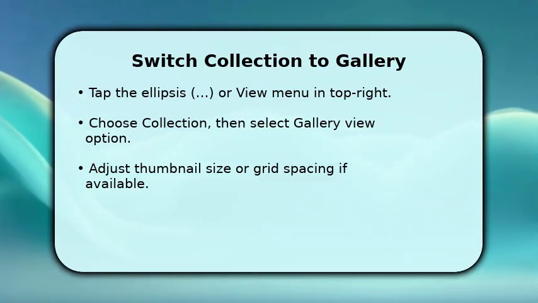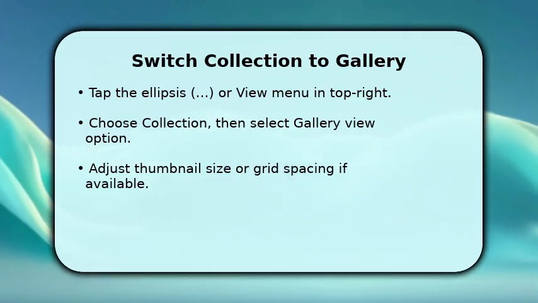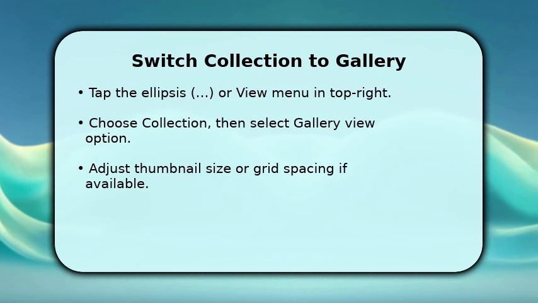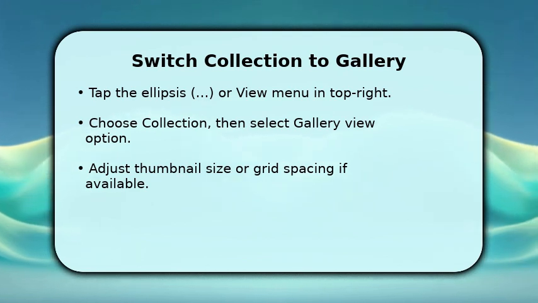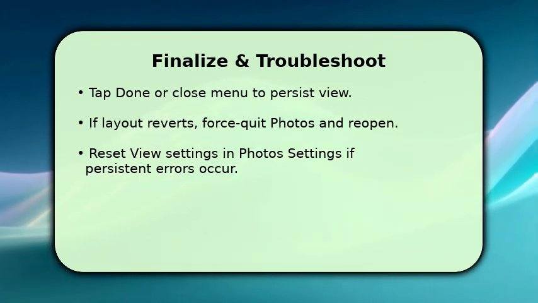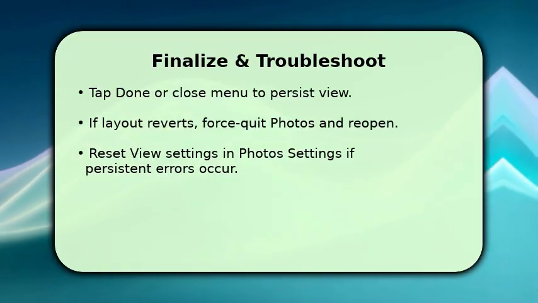Make sure to wait a beat for photos to re-render. Larger libraries may take a few seconds to apply the gallery layout. You finish by tapping Done or simply closing the menu so Photos persists the gallery layout for your current library context. If the layout reverts, force quit the Photos app and reopen it. Temporary caching often causes resets.